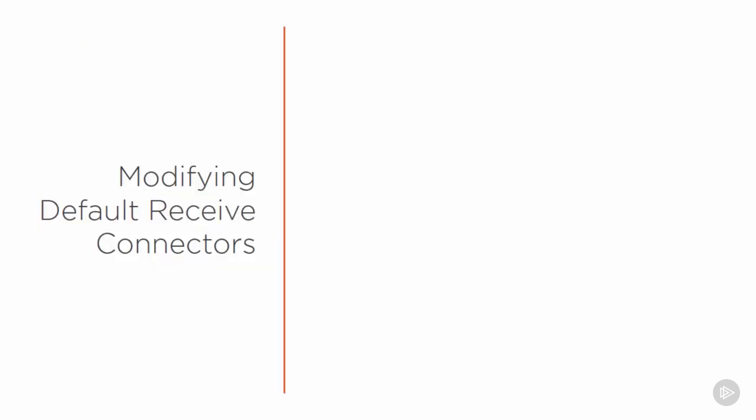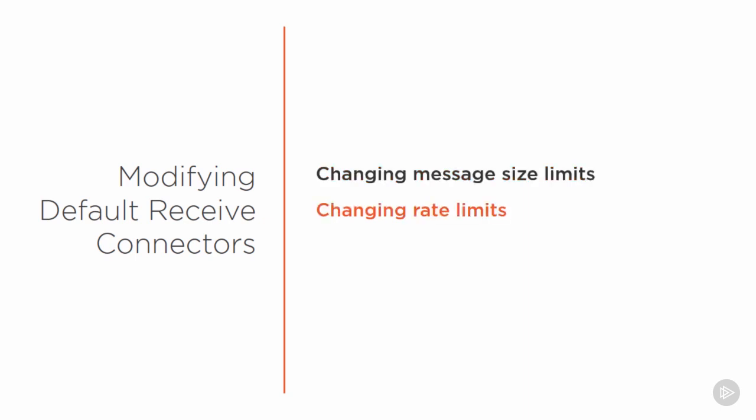You really should not modify the default receive connectors on your Exchange servers. There are only a few cases where modifications to those connectors are okay, and that is if you're changing the message size limits, if you're changing the rate limits, or if you're configuring a TLS certificate to use on a particular connector.